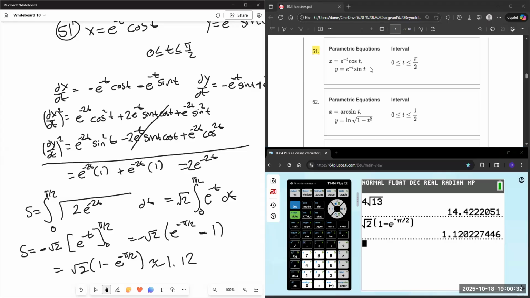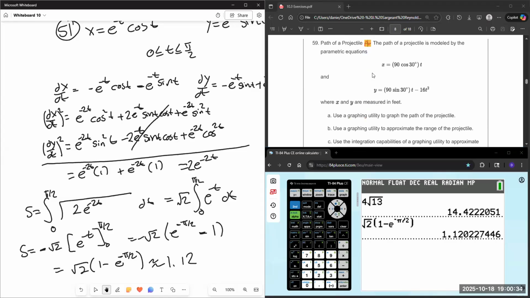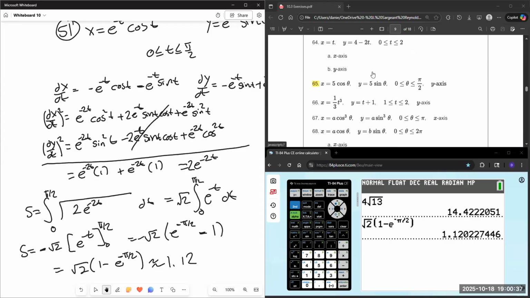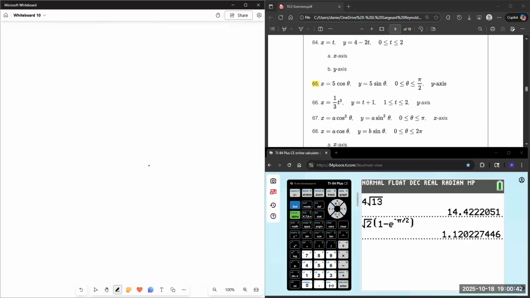Let's finish up with number 65. 65 says x is equal to 5 cosine of theta, y is equal to 5 sine of theta. Theta is between 0 and pi over 2, and we want to revolve around the y-axis here, and we want the surface area of this.